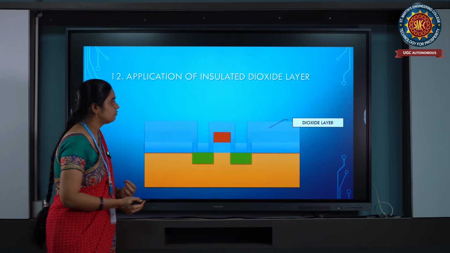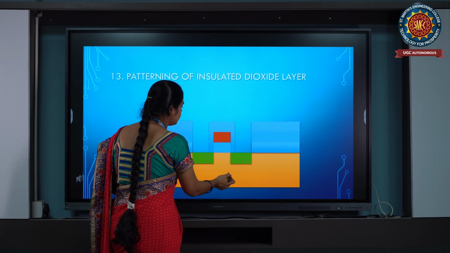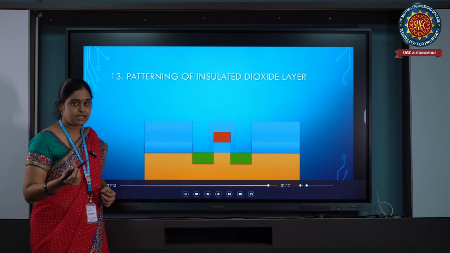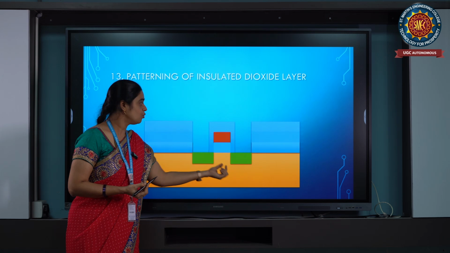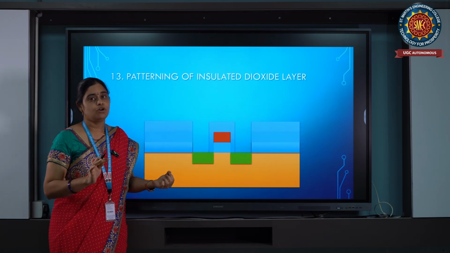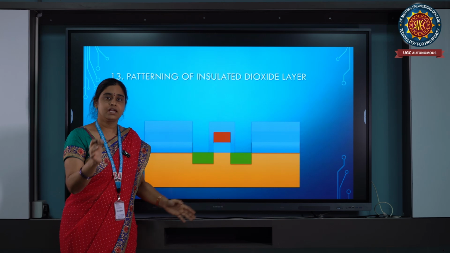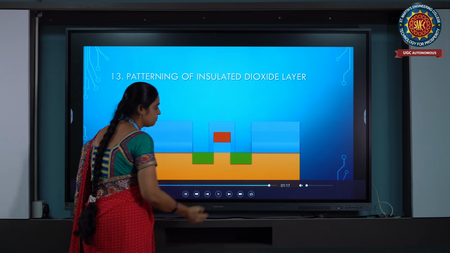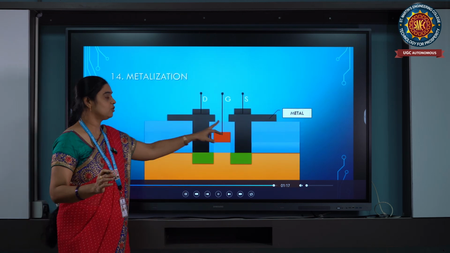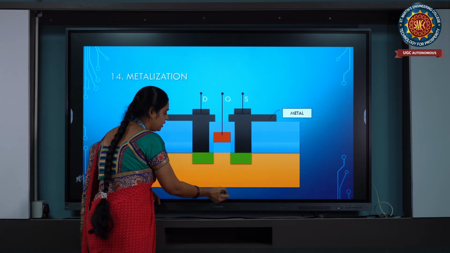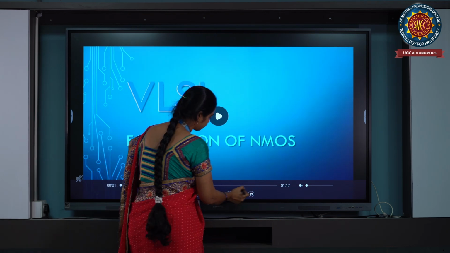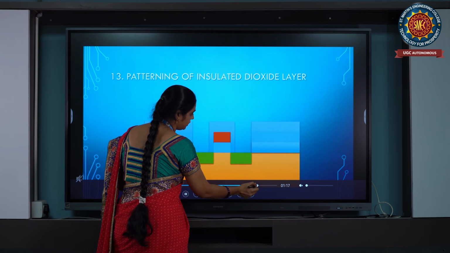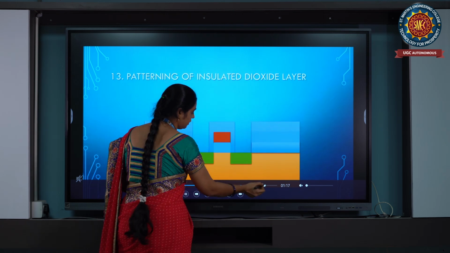After N plus diffusion, we are again placing silicon dioxide. Why are we again placing silicon dioxide? If you see here, we have drain, source and gate. All three terminals are formed. So in order to protect them, we are again placing silicon dioxide on top of the substrate. So finally, what is the next step? We have all the terminals and we need metal contacts. So you can see here, we have three different metal contacts at the three terminals, source, drain and gate.